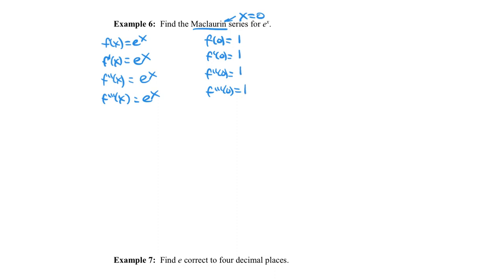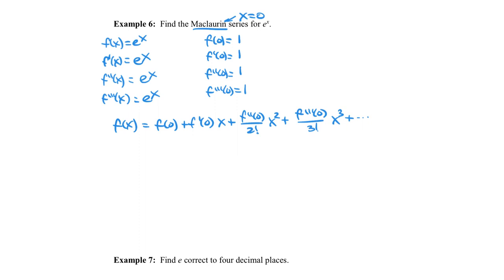Okay, so we know that for a Maclaurin series, it looks like this. F of x is f of 0 plus f prime of 0 times x plus f double prime of 0 over 2 factorial times x squared plus, I'll go one more. Let's go f triple prime of 0 over 3 factorial times x cubed plus dot dot dot.